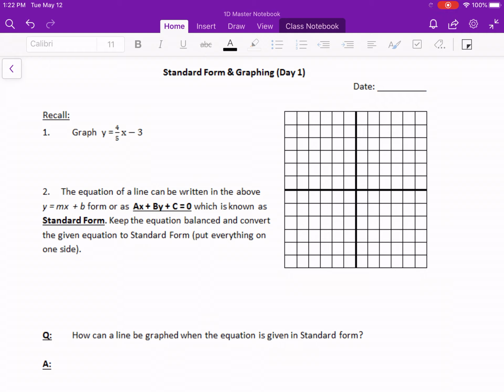Equations can also be written in what's known as standard form. Let's choose a different color to highlight that. So standard form looks like this: ax plus by plus c equals 0. You'll notice that what I've just highlighted, ax plus by plus c, still has an x and a y in it. It's got these other things in there that are a, b, and c. But a, b, and c are just going to be numbers when you see a real equation.